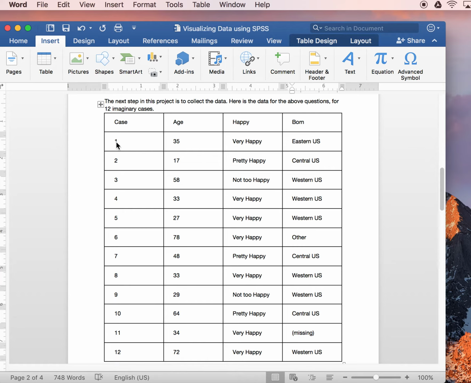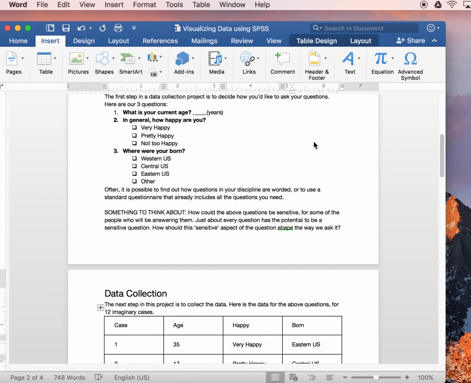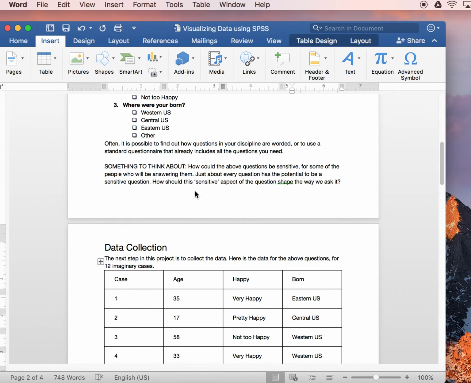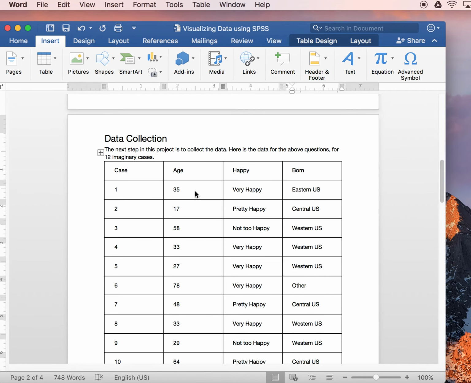And so here's person number 1, their age is 35, they are very happy, and they were born on the East Coast somewhere. So, another thing that I probably should mention is in this questionnaire, we would probably need to define exactly which states qualify as each one of those. And so here we've just given a really shortened version, but we would want to be really clear so that when people answer that, they know exactly what does Central mean, what does Eastern mean, what does Western mean. So then if they're not any of those, then they would be other.